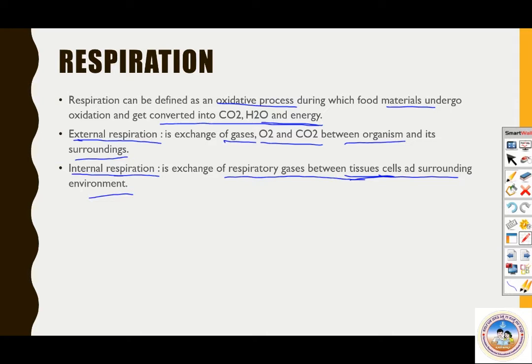Okay, children. So this is what we mean by internal respiration. External respiration is between the organism and the surroundings, whereas internal respiration is the exchange of respiratory gases between the tissues and the surrounding environment, inside your body. Am I clear to you? So that's called internal respiration. These are the two types of respiration: external respiration and internal respiration.